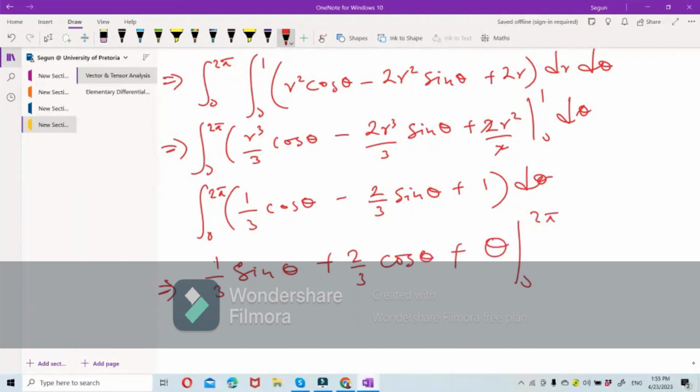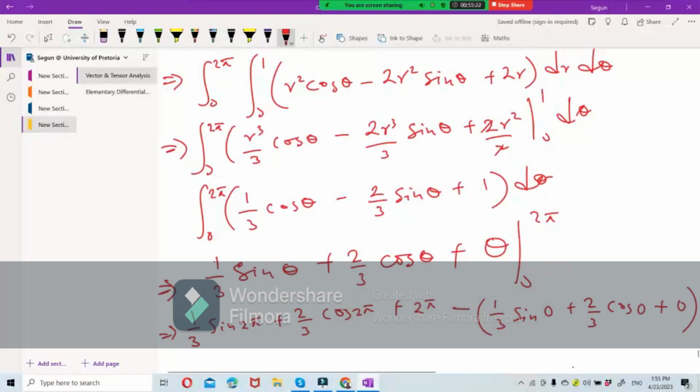Upper limit minus lower limit. Upper limit is 2 pi. So let's check it. You have sine 2 pi plus 2 over 3 cos 2 pi plus 2 pi, minus, open the bracket, 0 now. 1 over 3 sine 0 plus 2 over 3 cos 0, then plus 0.